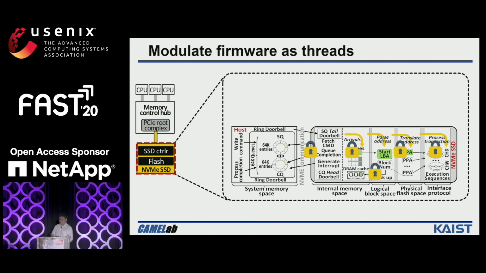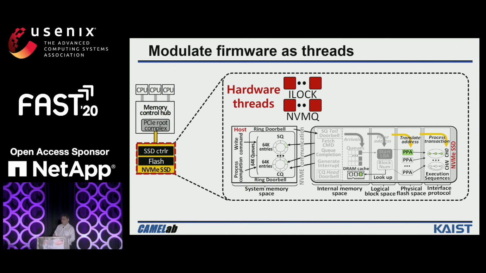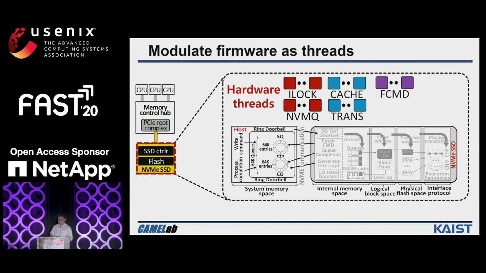Our DeepFlash modularizes the key functions of flash firmware as hardware threads. For example, the ILOCK threads are used to control the lock and unlock process. NVMQ threads interact with the NVMe driver and pass commands. We use the cache threads to manage the internal DRAM buffer, and the trans threads to translate the logical address to the physical address. FCMD threads manage the flash transactions. We also add two extra kinds of threads. BGC threads handle the garbage collection, and the log threads are used to manage the metadata dumping.